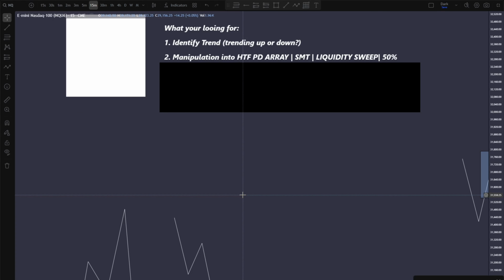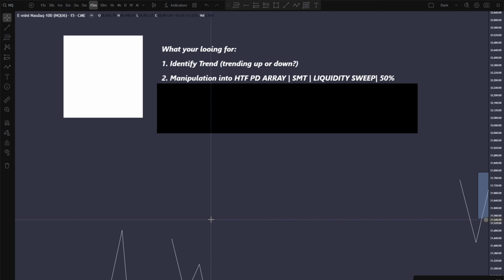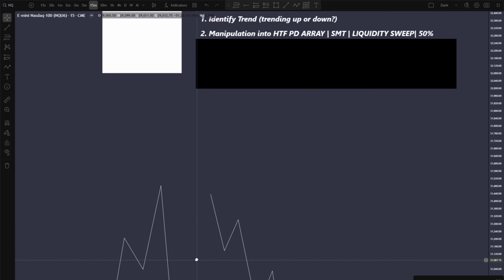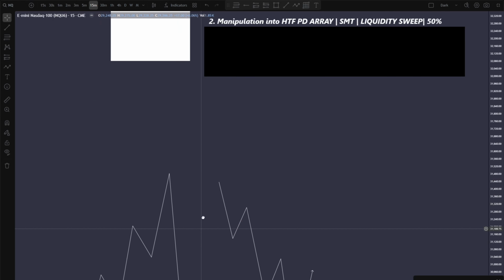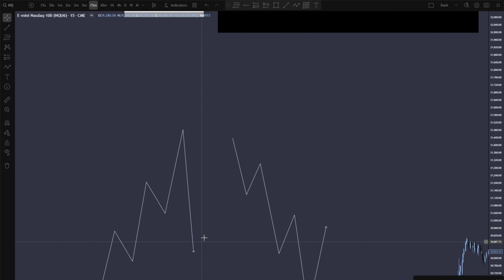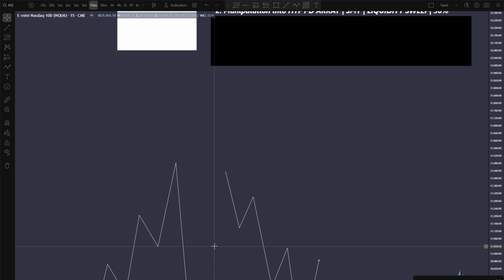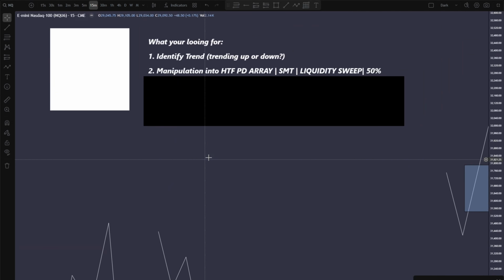That's a premium discount. I'm also looking for if we have an SMT or a liquidity sweep, right? For the manipulation, right? So a manipulation is going to be a fake move, right? But we're usually moving to then continue the real move. So in this example, so SMT and liquidity sweeps.